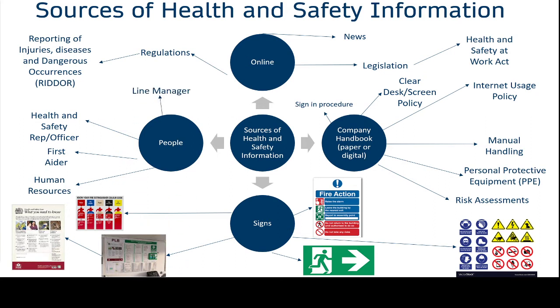And you can also find health and safety information from your managers. You could find out from them what the procedures are by just asking them, or you could ask them where you could go find it, usually in your company handbook on the computer, or a paper copy might be in a folder somewhere.